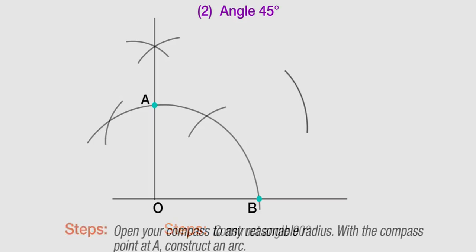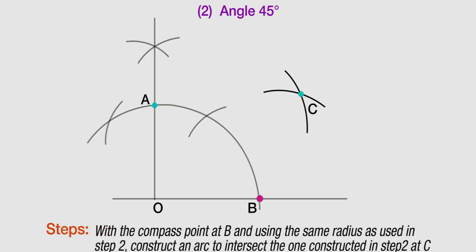Step 2. Open your compass to any reasonable radius. And with the compass point at A, construct an arc. Step 3. With the compass point at B and using the same radius, it means don't change the radius, construct an arc to intersect the one constructed in step 2 at C.